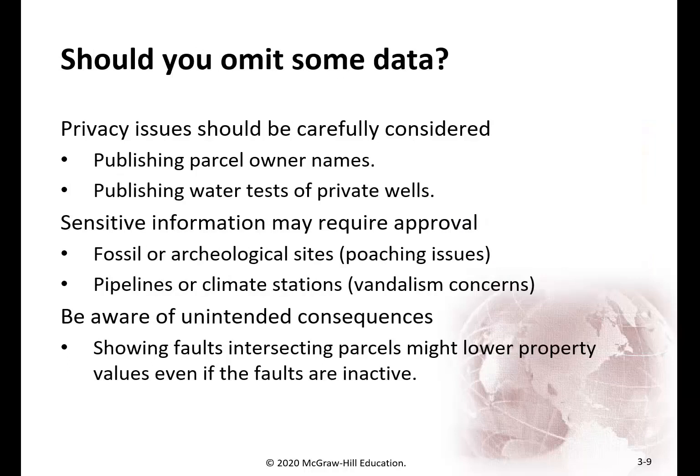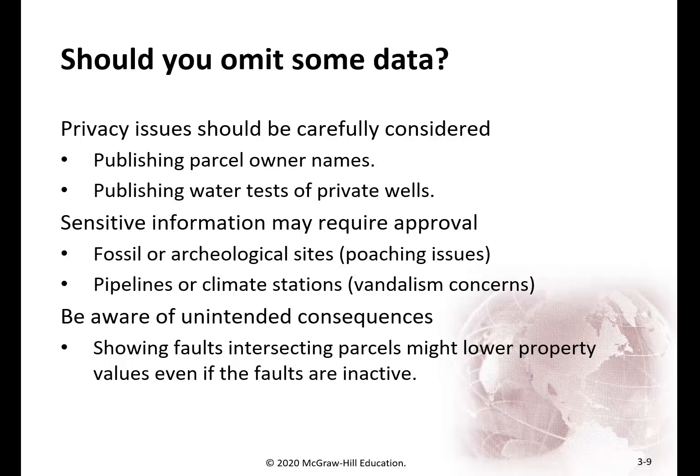Potentially considering privacy issues or sensitive information, we always need to be aware of unintended consequences that our map data may be displaying. You can see there are quite a few examples here listing potential consequences of the information that we may be displaying on a map. We want to be careful when publishing things like parcel owner names, or perhaps indicating where an endangered species may be, as that could be impacting poaching issues.